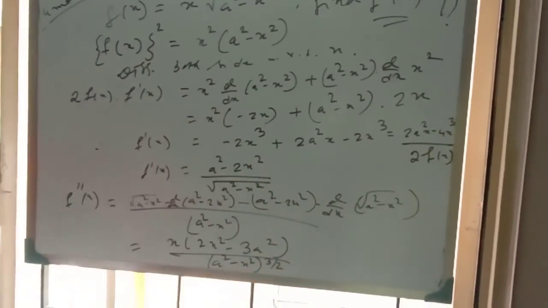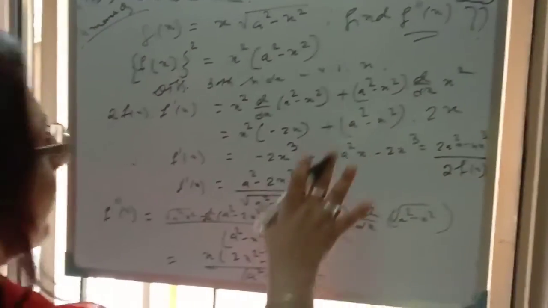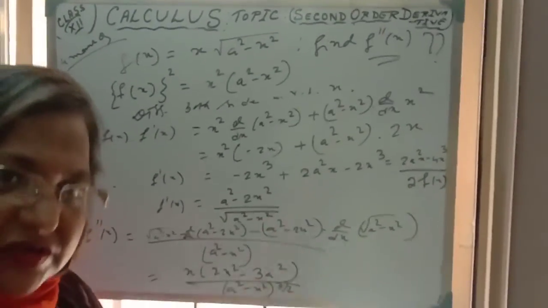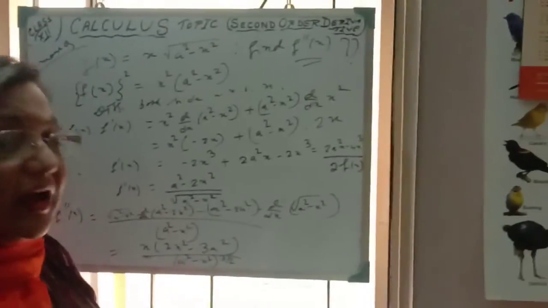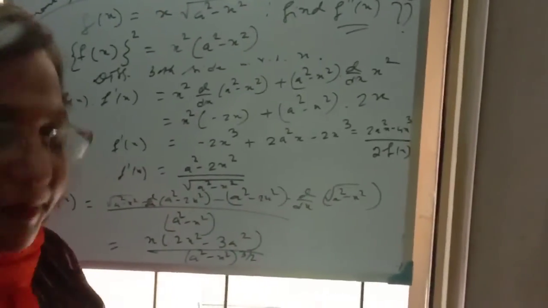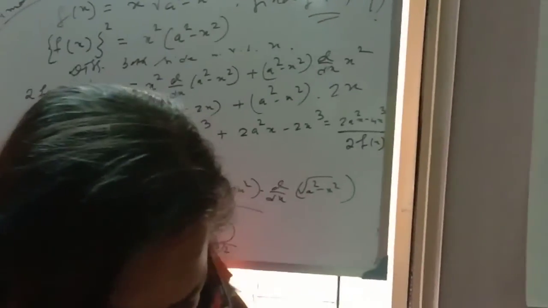The explanation part I have already done, and the calculation part is given in the PDF. You just see the PDF, you can find it. At first you do it on your own. You try at first, then you see the PDF. Okay.